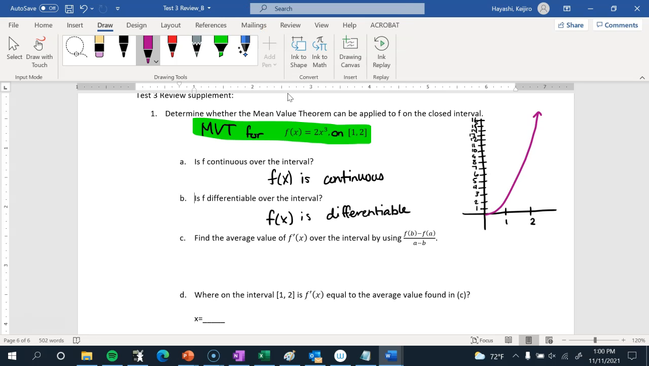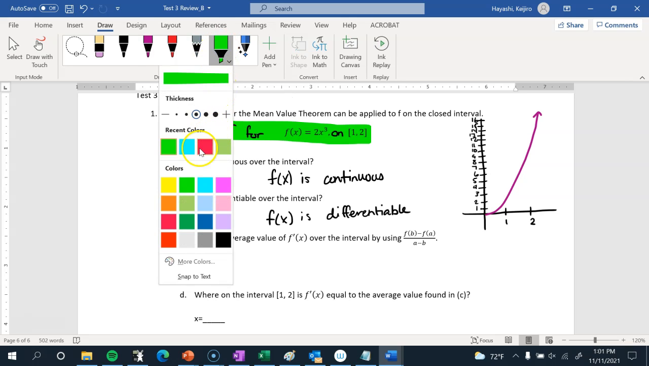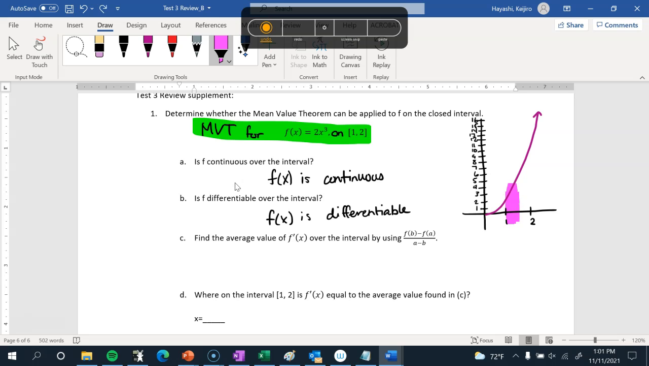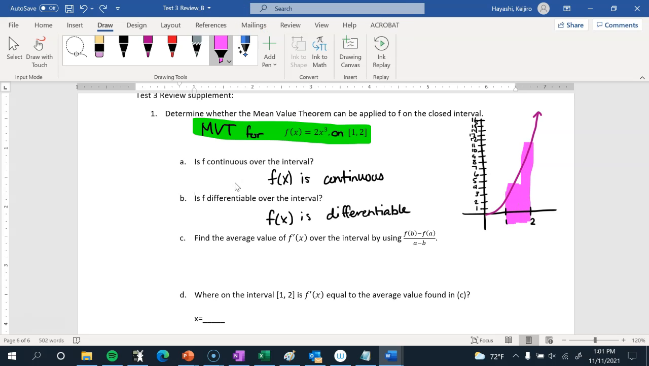Alright, let's just say it looks something like that. That is probably good enough. Now what you're concerned with is the interval from 1 to 2. Let's just pretend that that's how it's shaped. Alright, so what you're concerned with is the interval from 1 to 2.